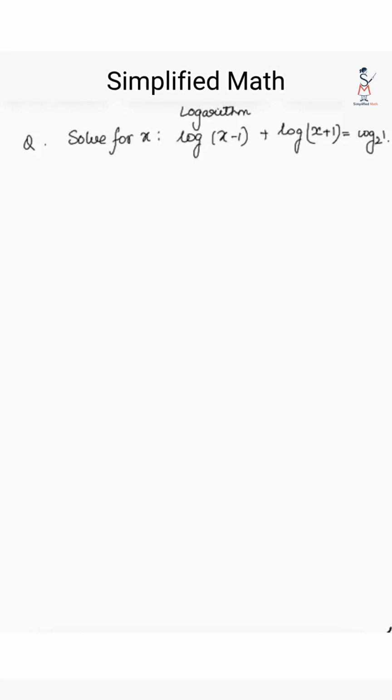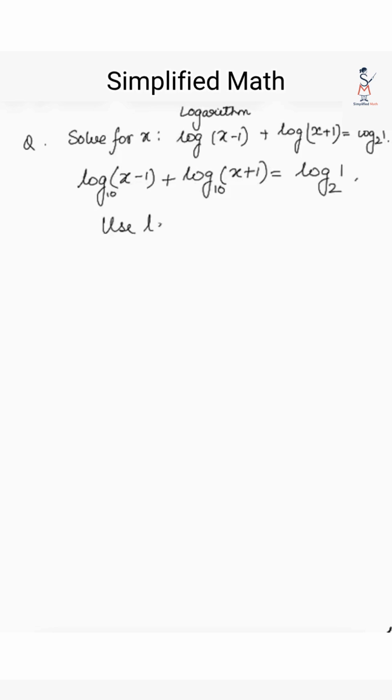Hi, we are doing logarithm. Log(x − 1) + log(x + 1) = log 1 to the base 2. Okay, so let's write it down. Log(x − 1) + log(x + 1) = log 1 to the base 2. Now we know when the base is not given, the base is 10.